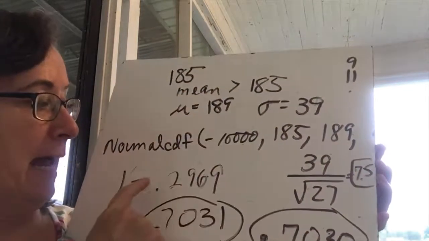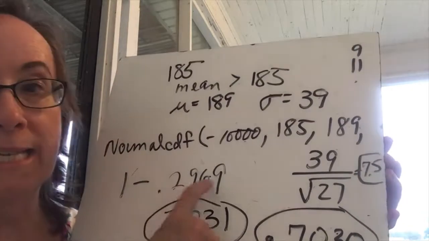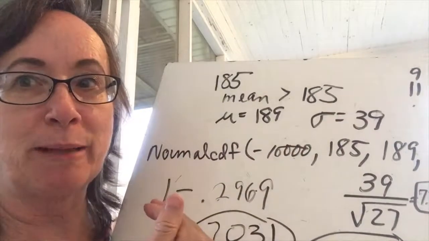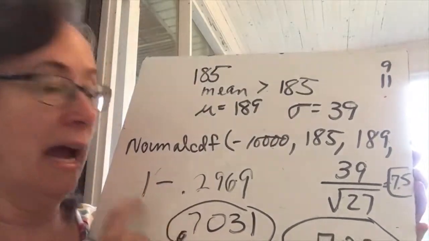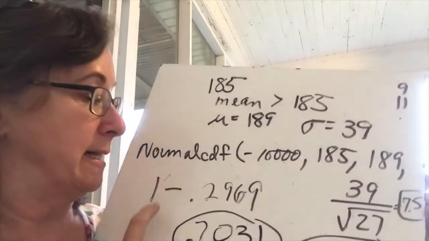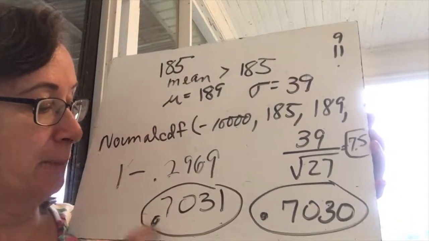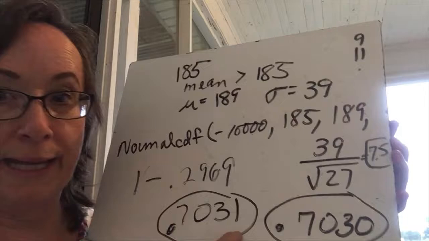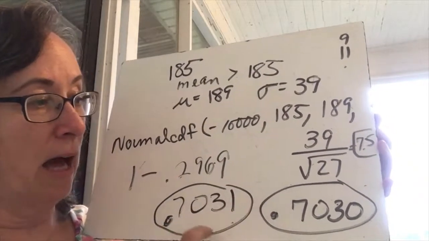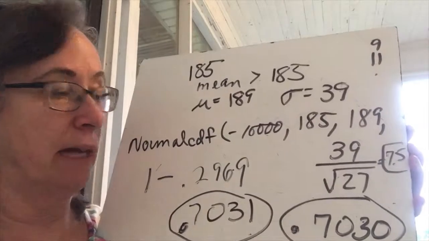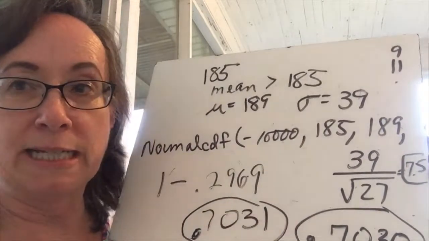When I cranked that out, I got 0.2969. And then I say, okay, well, that's the probability it's to the left. I need the probability it's to the right. So 1 minus 0.2969 is 0.7031. And the book came out with 0.7030, but either way, I had a little rounding different from the book.